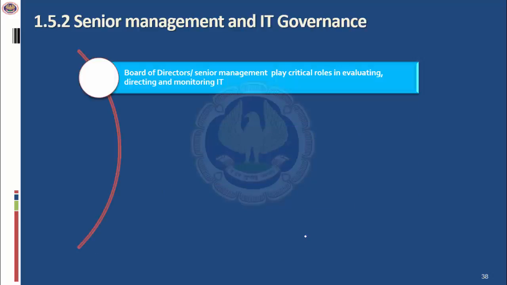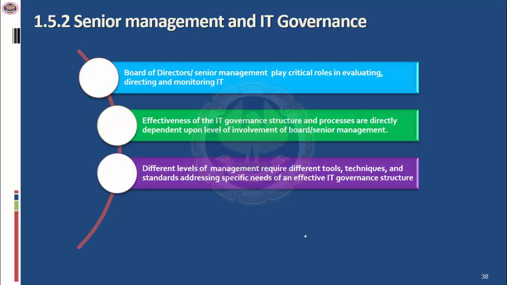Let's look at the senior management with IT governance. We know very clear, I think by now you should know, this is all about board of directors and the senior management playing critical roles in, there's one more term here, EDM, evaluate, direct and monitor, and primarily protect the structure and process. And also you have different levels of management who will use different tools and techniques.